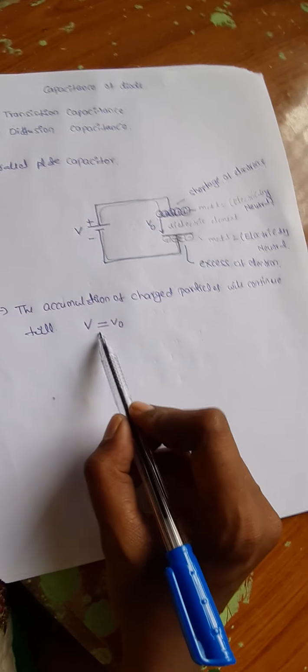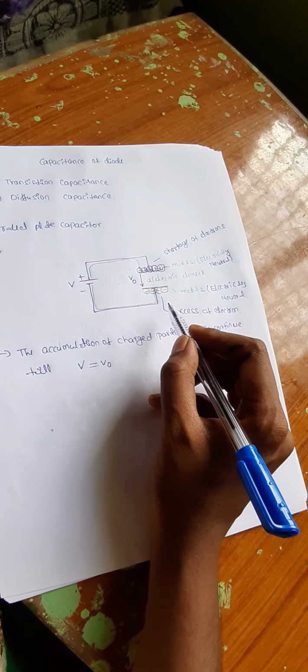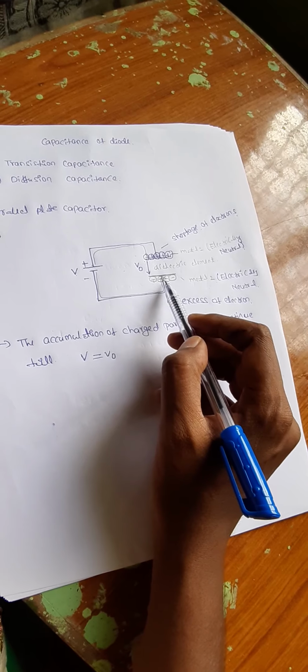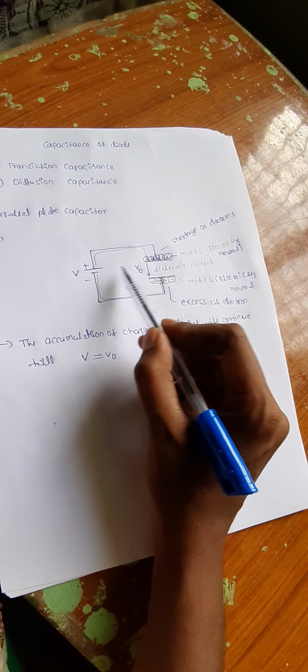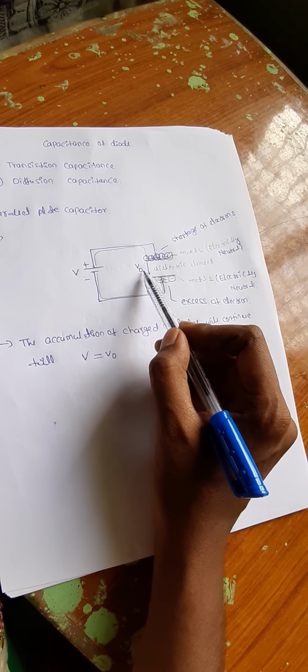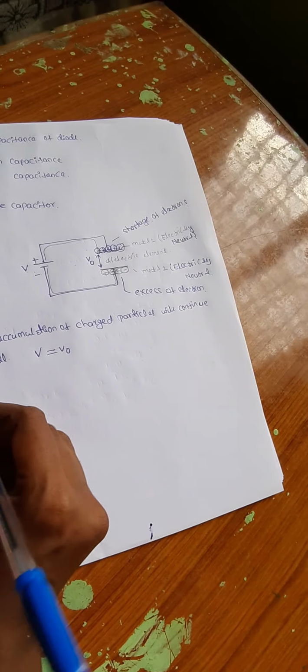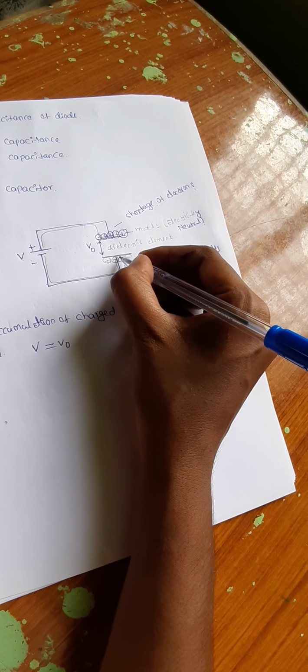After V equals V naught, the accumulation will stop. Accumulation of the positive and negative charge stops whenever the applied voltage source equals the potential difference developed across the metallic plates. Due to this potential difference and these charged particles, there exists an electric field.